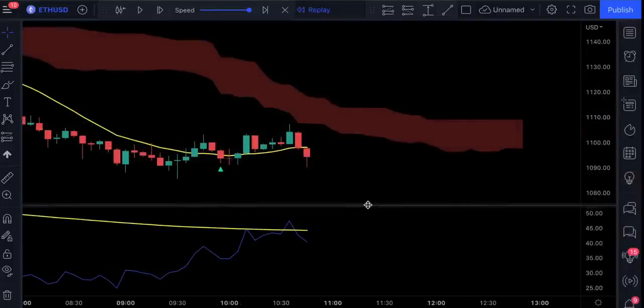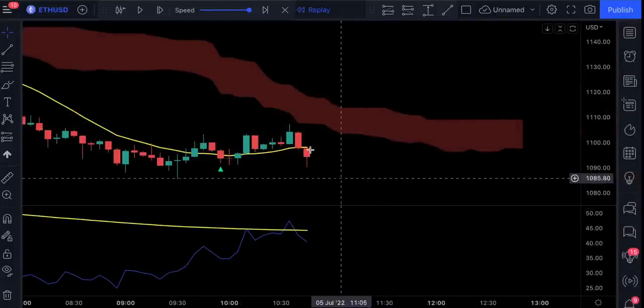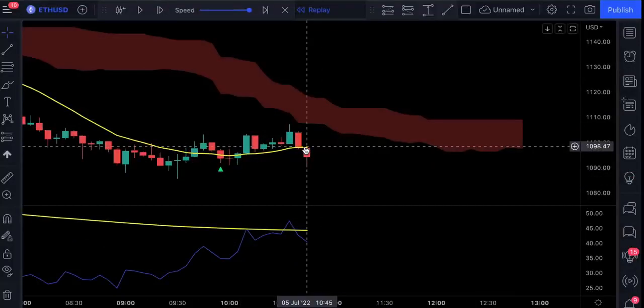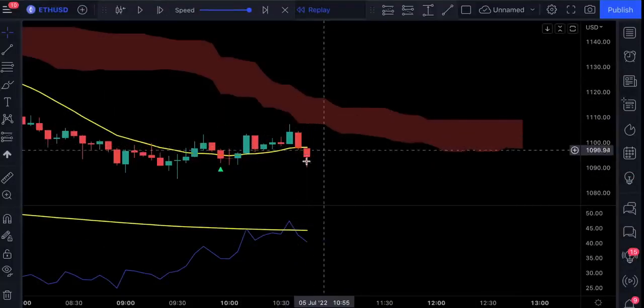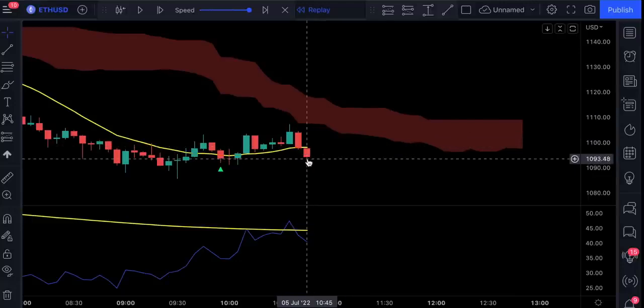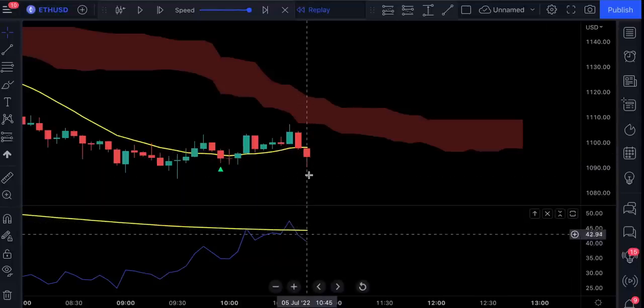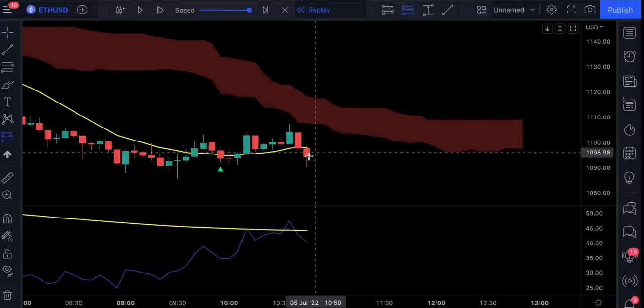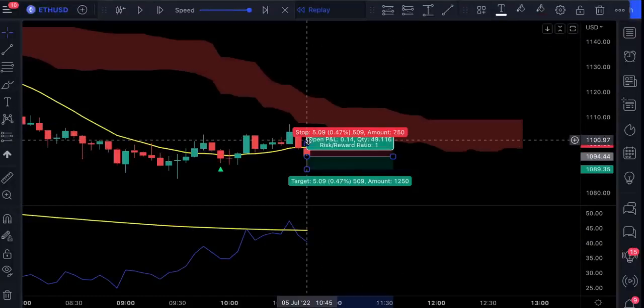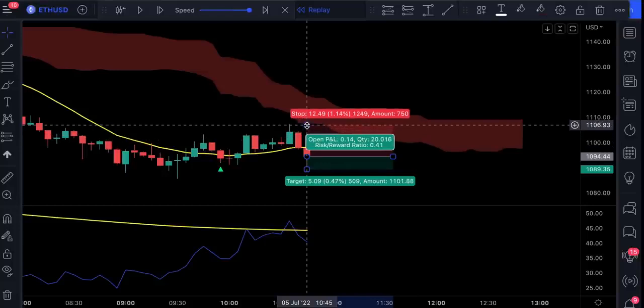For short positions, the rules are exactly opposite. First, the price action has to be closed below this PIB yellow line. The Ichimoku cloud has to be colored in red and the price has to close below it. And lastly, we need to have a bearish cross on the RSI where the blue line crosses the yellow line downwards. And if the rules are met, we can safely enter a short position. Our stop loss will be set at the recent highest price. And our take profit target will be set at 1.5 times the risk.